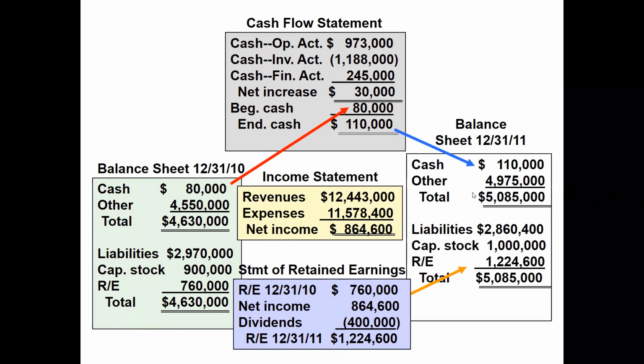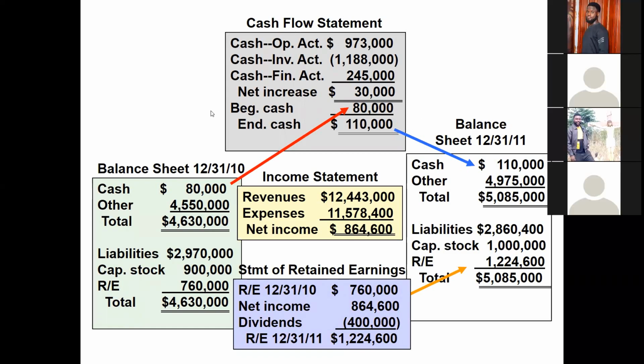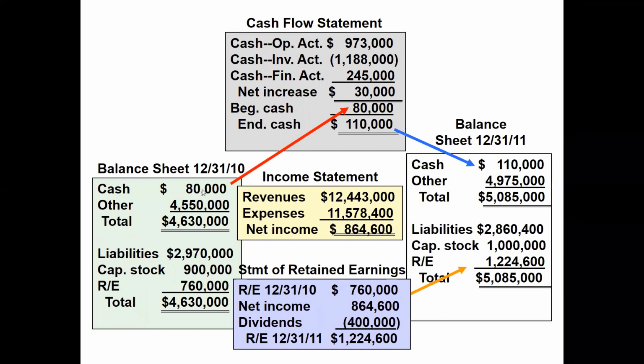Now, let's go to our balance sheet, the 2011, the one on the right. We have our beginning cash. You see, 2010, in the balance sheet, we have 80,000. And then we have the net increase here, making us, at the end of 2010, have 110,000. So this 110,000 is the ending cash that we are going to use in the balance sheet. That is why we have 110,000 here, which is the ending cash for 2010.